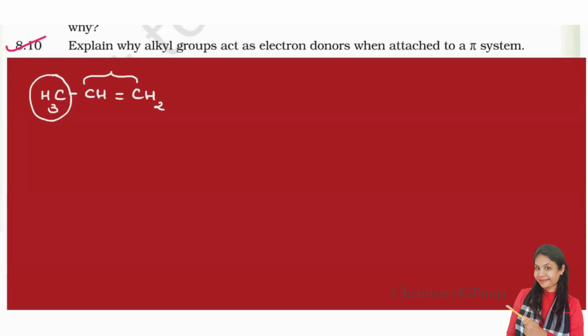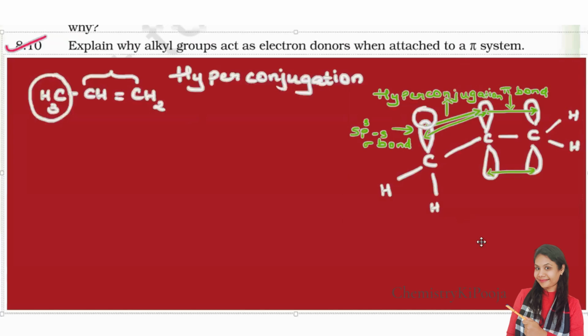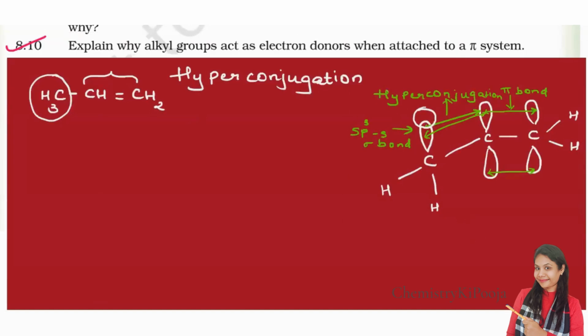So it is all in all about hyperconjugation. It is only and only because of hyperconjugation. Now let me explain this in detail, with the example and the diagram. Now, as you can see, this is the orbital diagram.